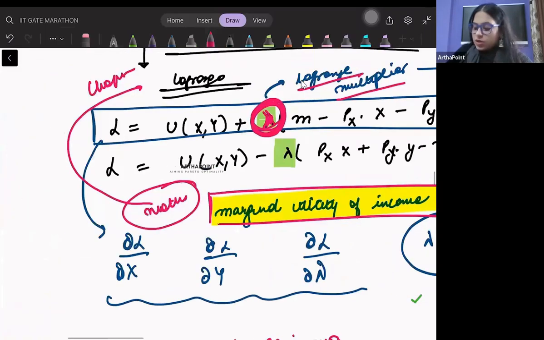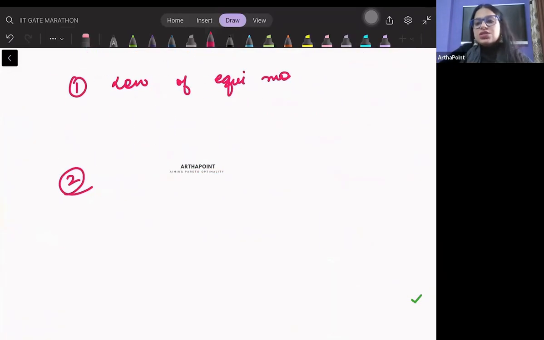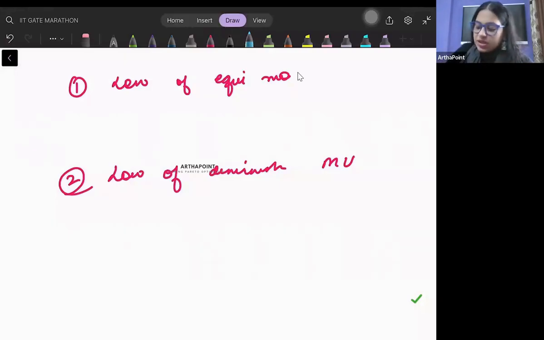fine. So then you have to go ahead and you have to remember two laws. One is law of equi-marginal utility, one is law of diminishing marginal utility. दोनों के ही बारे में I have gone ahead and I have written it. Just remember, पढ़ लेना वो, but just remember कि equi-marginal utility, it says I can apply it to two things.